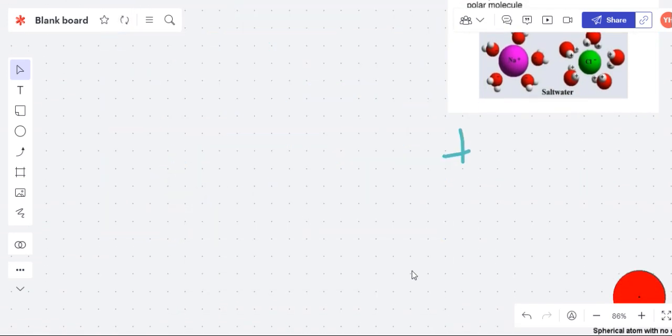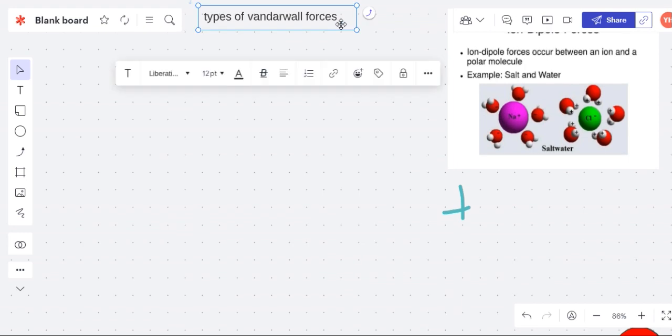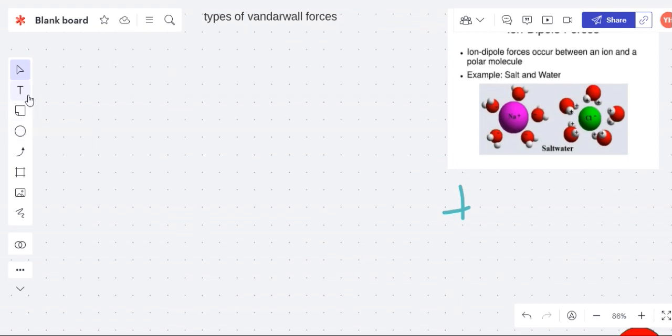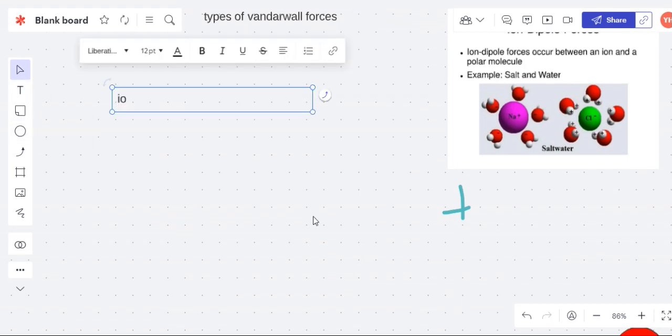Let me write it here, and then we'll bring this picture here so that I can explain with the help of the picture as well. So let's write that ion dipole interaction is the strongest among all the van der Waals forces. Right, these are the strongest among all the van der Waals forces.